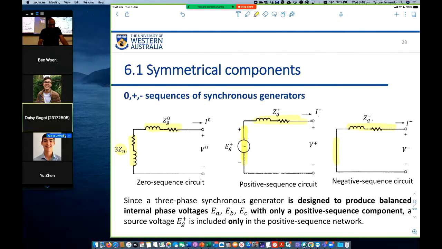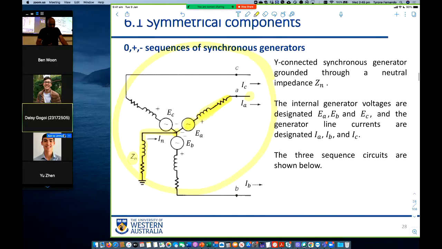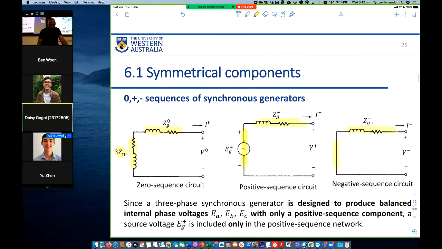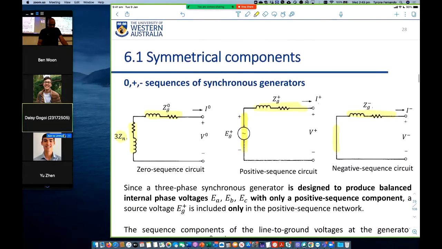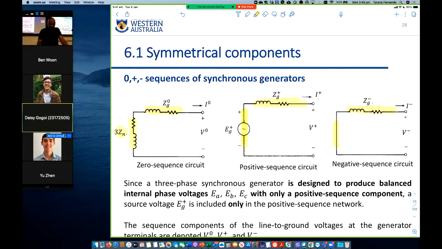So what we have here is this generator configuration. It's a balanced system, and we have 3 sequence circuits. We represent that with a zero sequence, a positive sequence, and a negative sequence network.